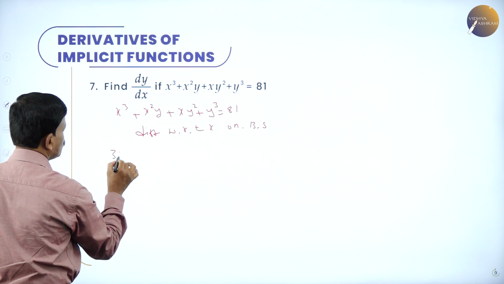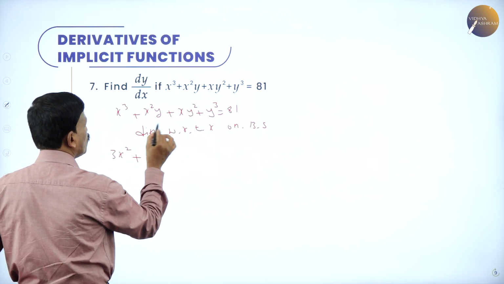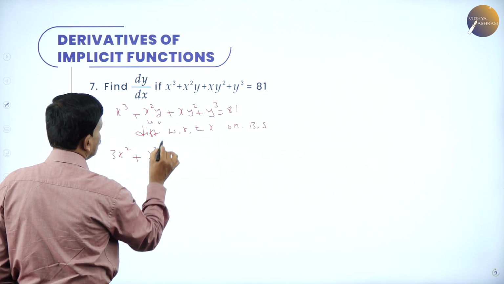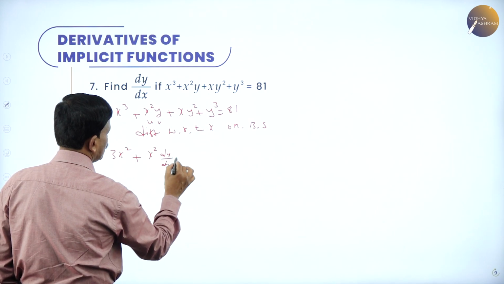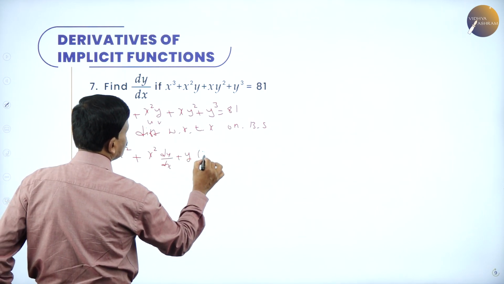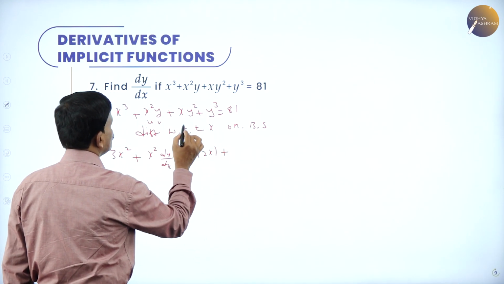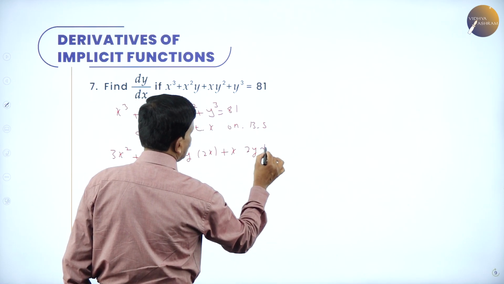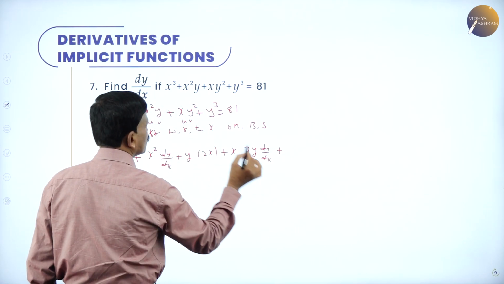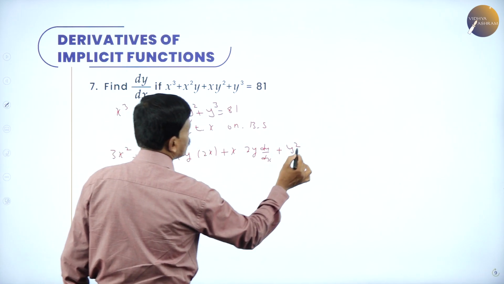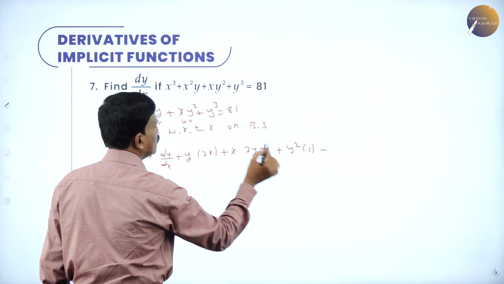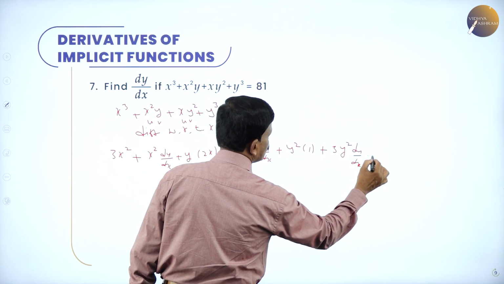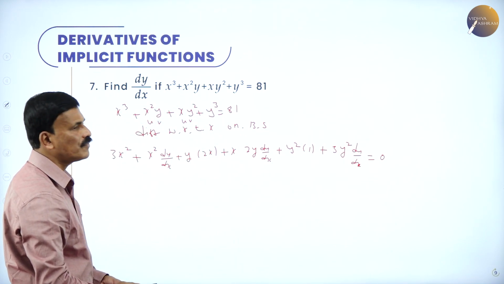Now what is the differentiation of x cube? 3x square. Again this is the product rule, right? First function and second function: x square constant, differentiation of y is dy by dx, plus y constant, differentiation of x square is 2x. Again this is also the product rule. See, x first function, differentiation of y square is 2y dy by dx, plus second function y square constant, differentiation of x is 1. Again plus differentiation of y cube is 3y square dy by dx is equal to 81 constant, derivative of a constant is 0.